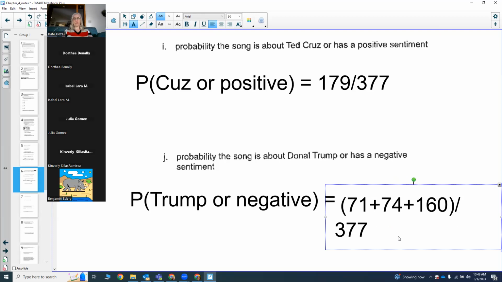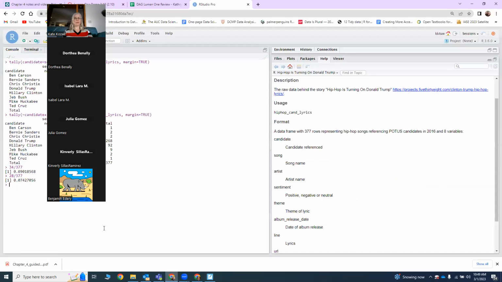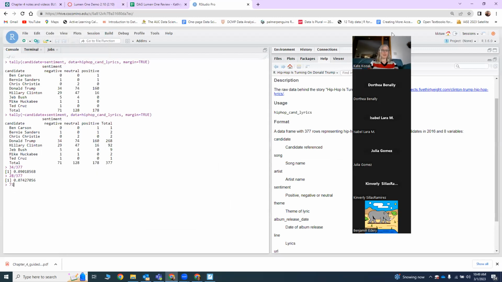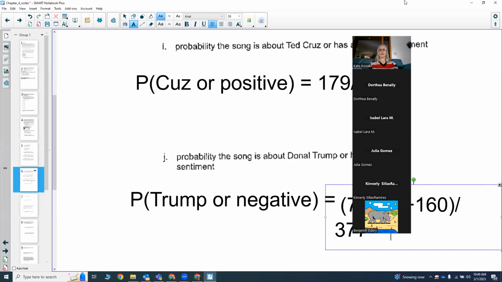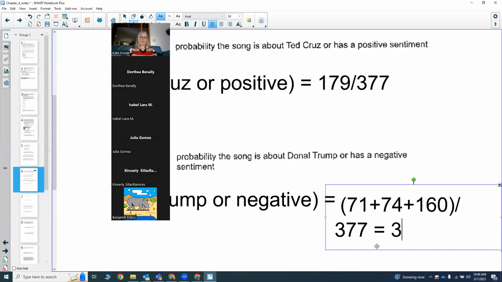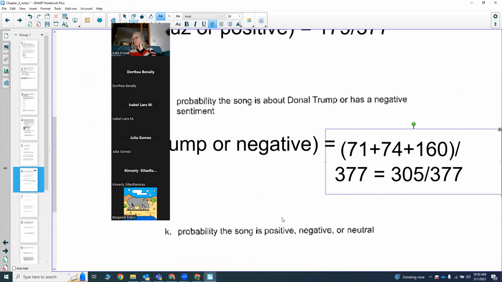Again, you can either use the calculator on your phone or you can use our studio. I'm going to use our studio because I don't have my phone up. I'm going to add up those numbers because I'm too lazy to add them up myself. 71 plus 74 plus 160 adds up to 305. So this would be 305 out of 377. That's pretty high to have either a song about Trump or a song that's negative, because that's pretty close to a lot of the songs.